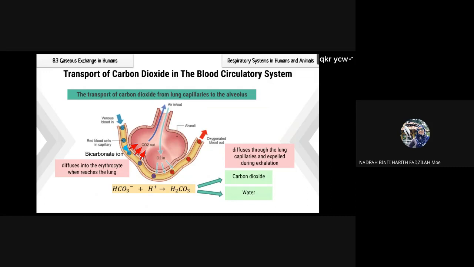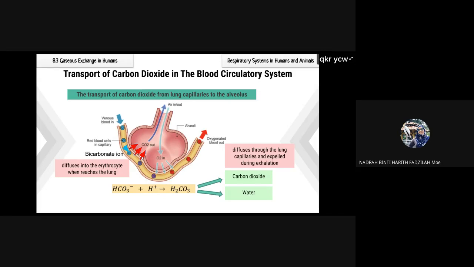blood plasma that has HCO3- and H+ tadi arrives at the lung area, since the lung area has lower partial pressure of carbon dioxide, H+ and HCO3- will recombine, and with the help of enzyme carbonic anhydrase, it will convert carbonic acid back into carbon dioxide and water. Lepas tu baru carbon dioxide diffuse from the blood into the alveoli.